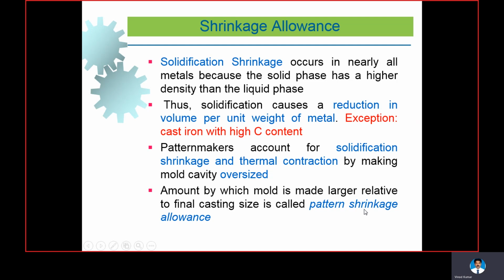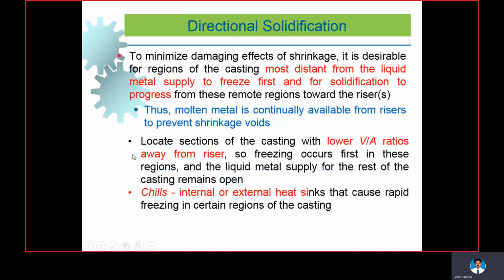Now, directional solidification, to minimize the damaging effects of shrinkage. Shrinkage is a very big problem in casting because the shrinkage cavity is one problem, and accuracy is another problem, because we are oversizing the cavity and we are expecting that the contraction will be this much. So it is desirable for regions of the casting most distant from the liquid metal supply to freeze first, and for solidification to progress from these remote regions toward the riser.